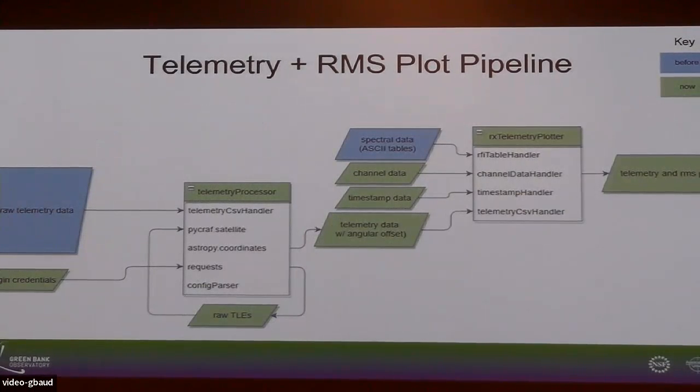This pipeline has one big program that queries astronomical databases to get the telemetry data and calculate angular offset from the GBT. And then all this data is processed to make that big plot that I showed earlier that has all the telemetry points that are max over the whole time scale.